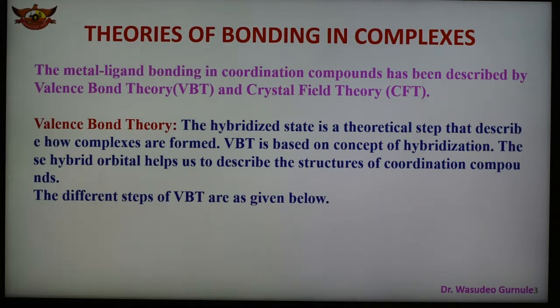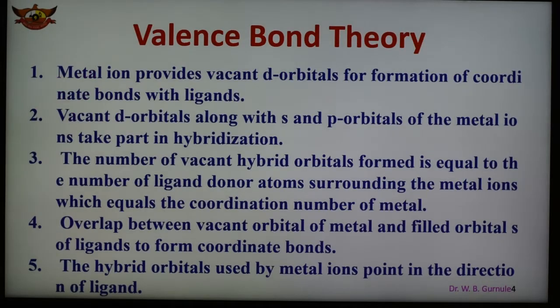The main theories known as valence bond theory, crystal field theory, and molecular orbital theory have been proposed. But we are discussing here today the valence bond theory in today's presentation. And this valence bond theory was proposed by Pauling, and important points are also there. So this valence bond theory consists of different steps, and these are given in the slide.